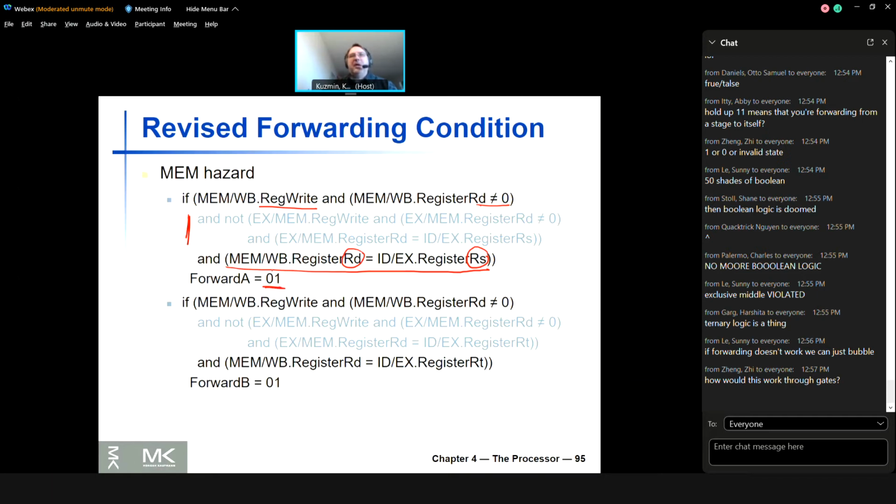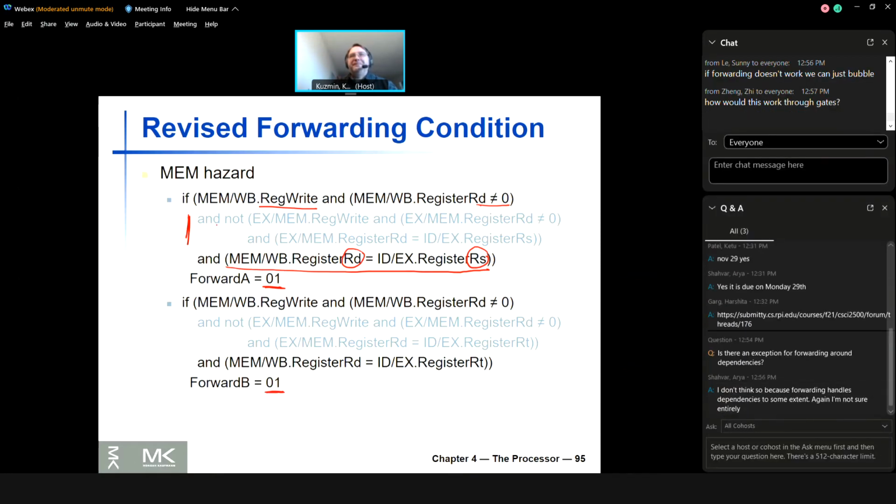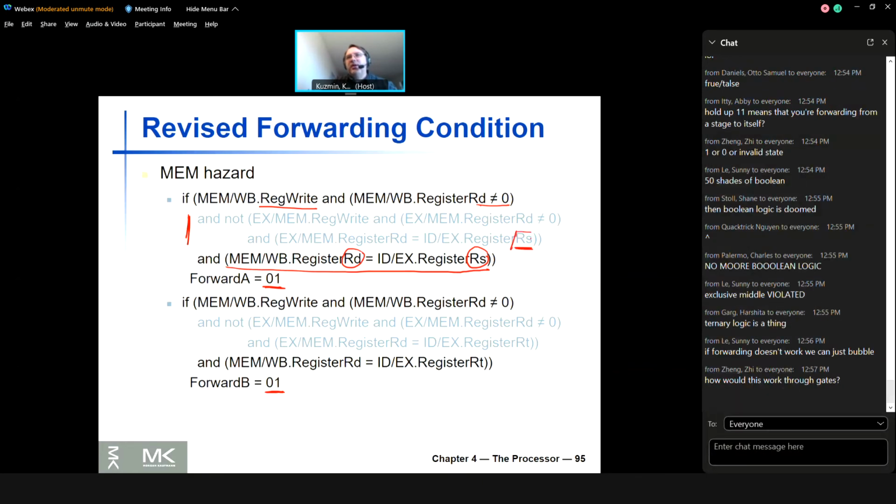And the other case, of course, is forward B. It's very similar, just instead of RS here and RS here, we have RT here and RT here. All other things being the same.